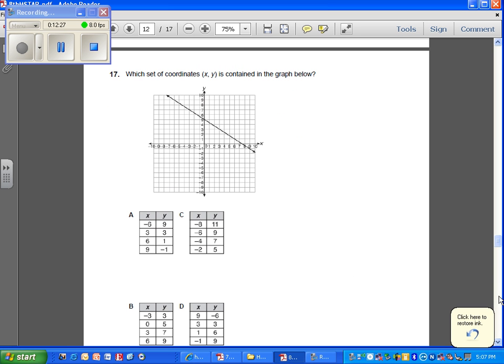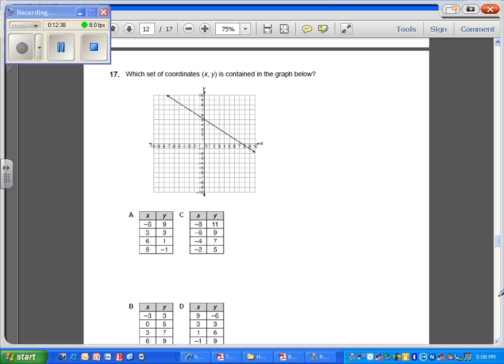All right, number 17. Which set of coordinates x, y is contained in the graph below? Just carefully look at each one, just to make sure. You're just testing to see if you know how to graph. Your answer is A. Look at all the other answer choices and rule them out.